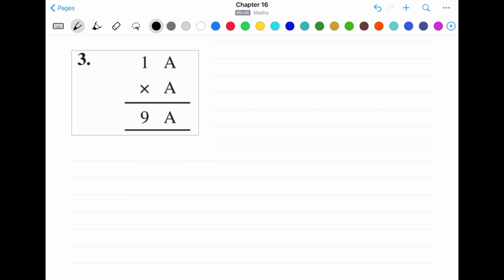Now we have this 2-digit number multiplied by a 1-digit number, and we are getting a 2-digit number. This time we are doing multiplication, not addition. So let's write the answer number 3. Given digits are, we have 1 here, then our A is multiplied by this A, and we're getting the result as 9 here and A here. So we have 3 letters which are all the same.